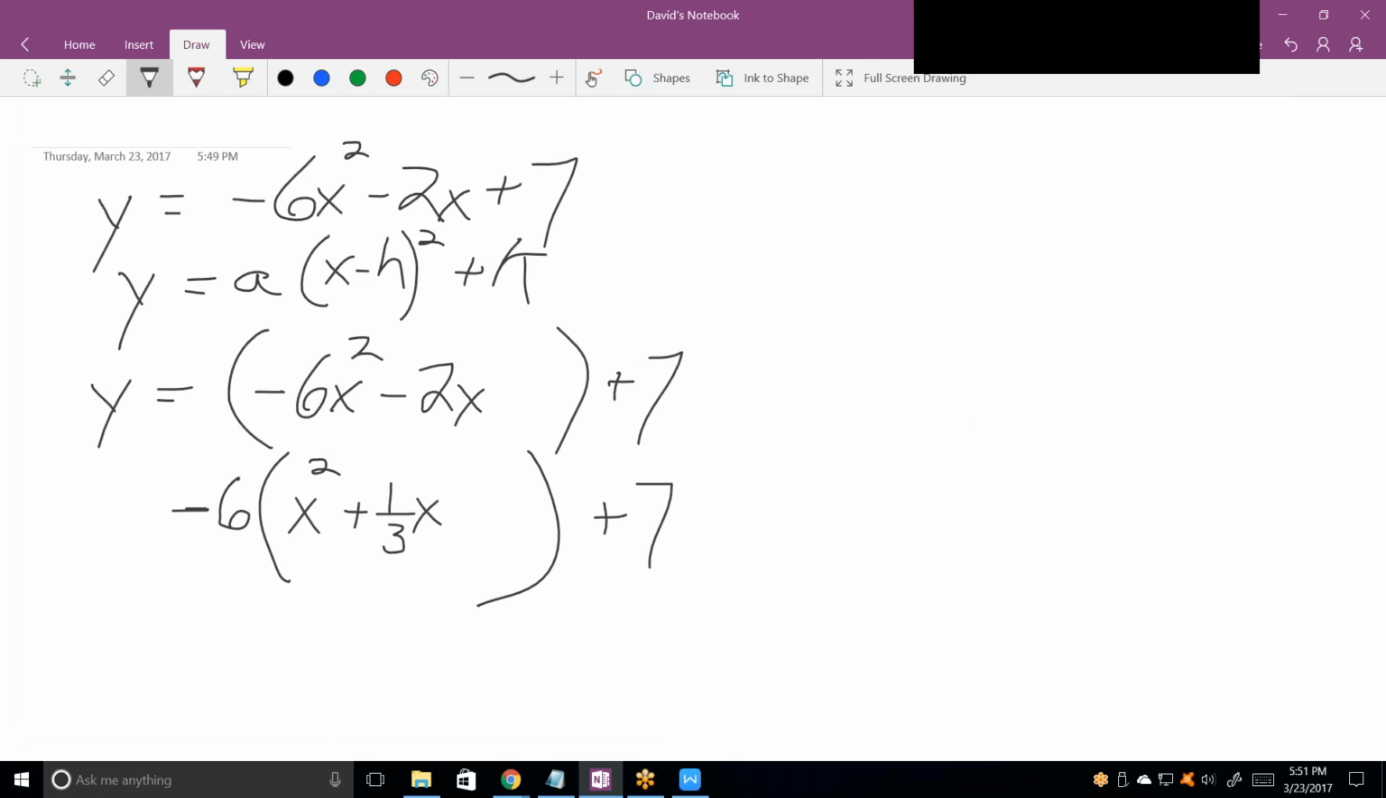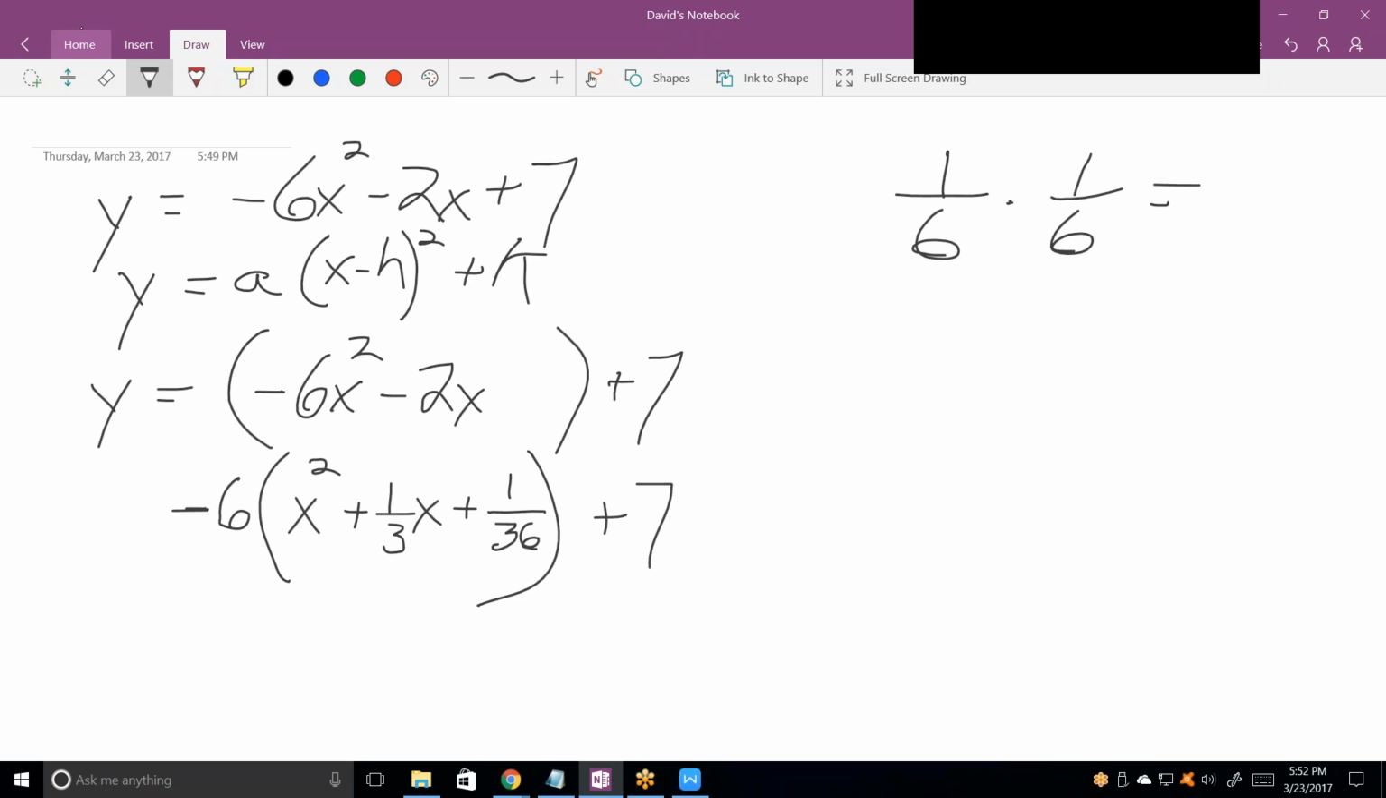So the half of 1/3, right? What's half of 1/3? 1/6. Now square that. It's not half of the coefficient, it's half of the coefficient squared. So 1/6 is half the coefficient, but now you've got to square 1/6. What do you get? What's 1/6 times 1/6? So 1/36. Yep.